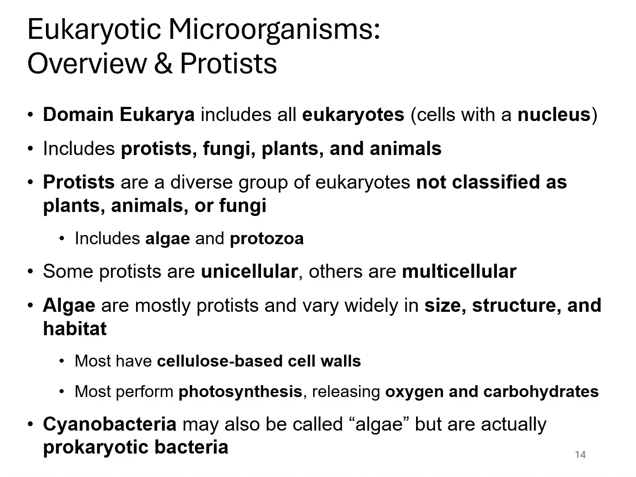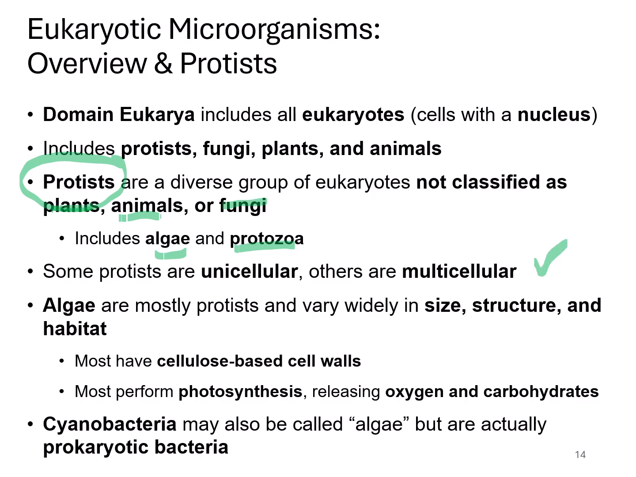Remember, these are cells with a nucleus, meaning their DNA is bound with a double membrane. This includes protists, fungi, plants, and animals. Protists are pretty diverse. So things that are not protists include plants, animals, or fungi. Instead, protists include algae and protozoa. Protists can be unicellular or multicellular.